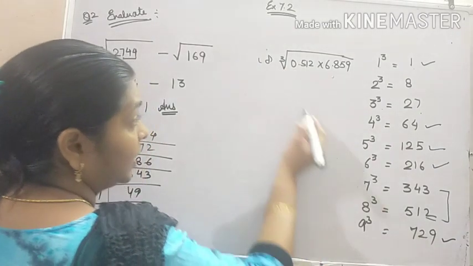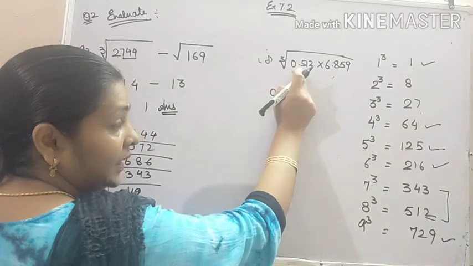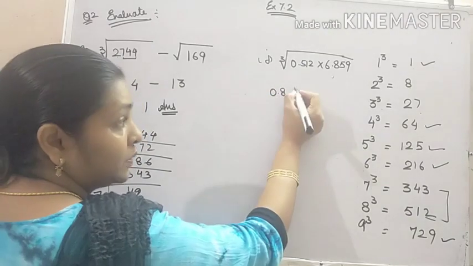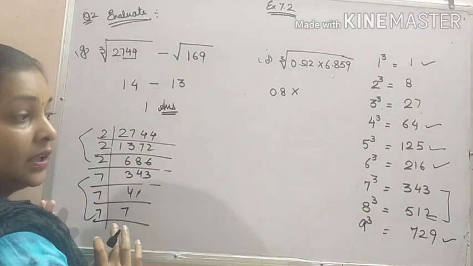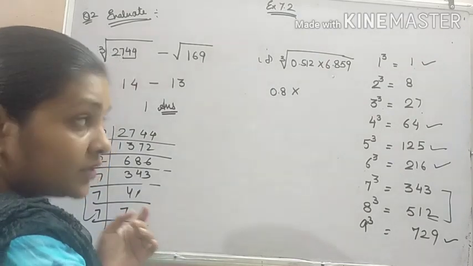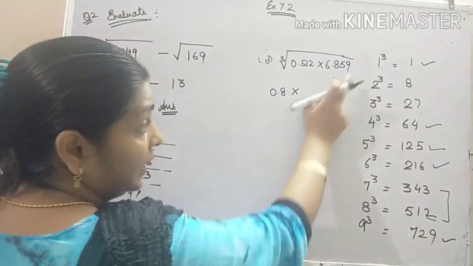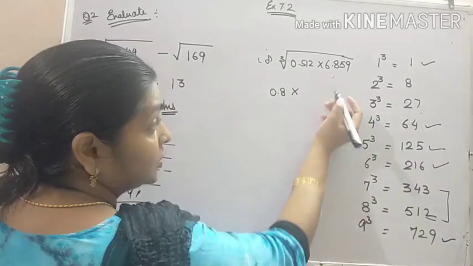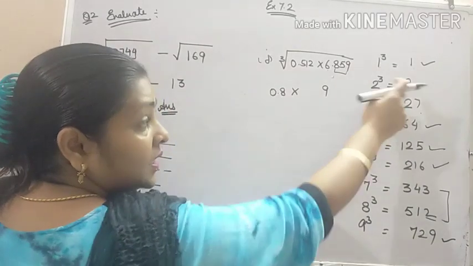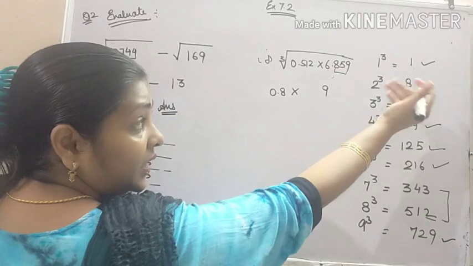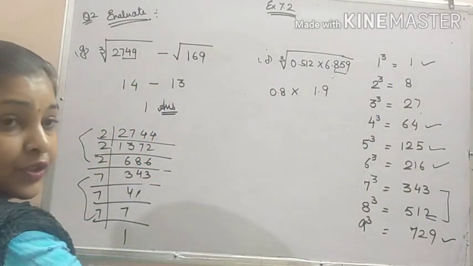It is 512. We know that 512 is the cube of 8 and decimal places get 1/3. So it will be 0.8. Now the next number is 6.859. Most probably it will be a perfect cube. So perfect cube is there and it is ending with 9. So one's digit is 9. Make group of 3. 6 is left. 6 is greater than the cube of 1. So here 1.9 should come.